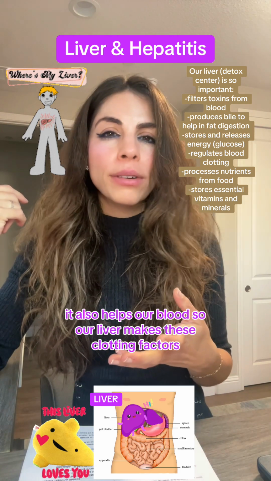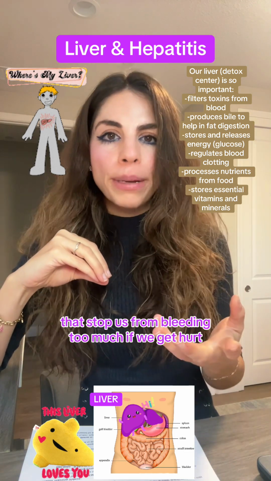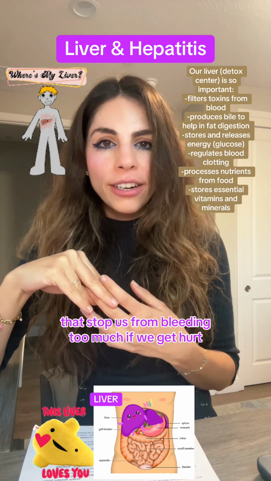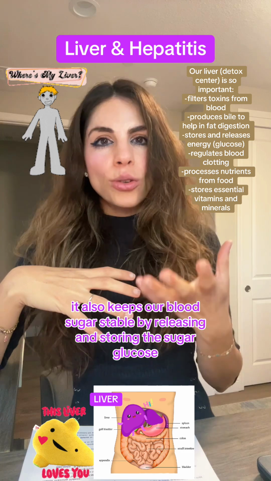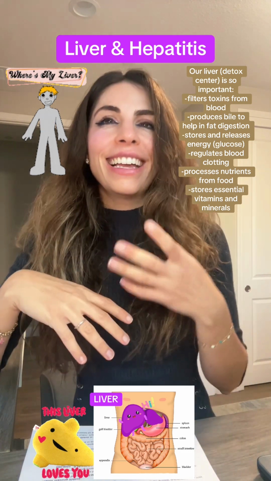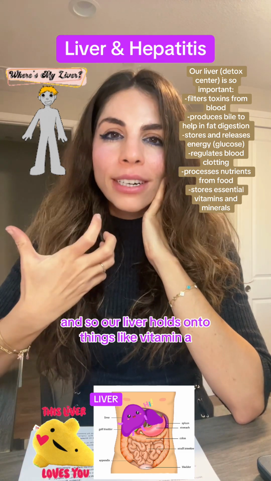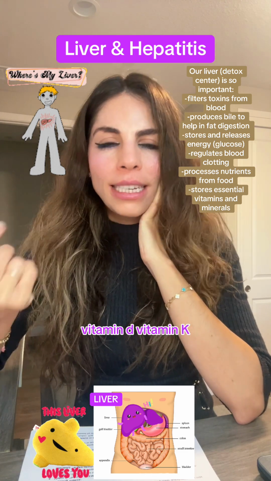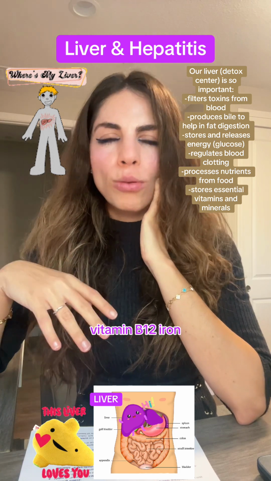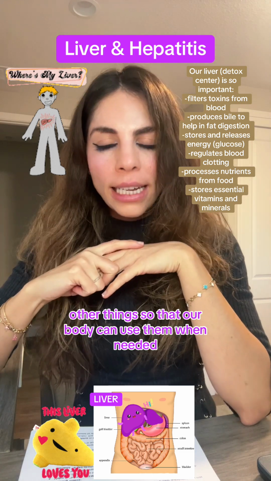It also helps our blood. Our liver makes clotting factors that stop us from bleeding too much if we get hurt. It also keeps our blood sugar stable by releasing and storing the sugar glucose. And finally, it stores vitamins and minerals. Our liver holds on to things like vitamin A, vitamin D, vitamin K, vitamin B12, iron, and other things so that our body can use them when needed.